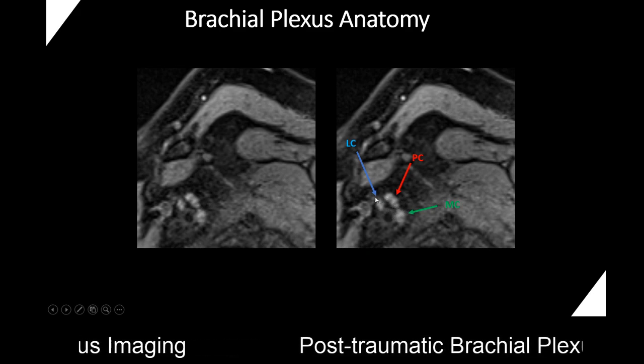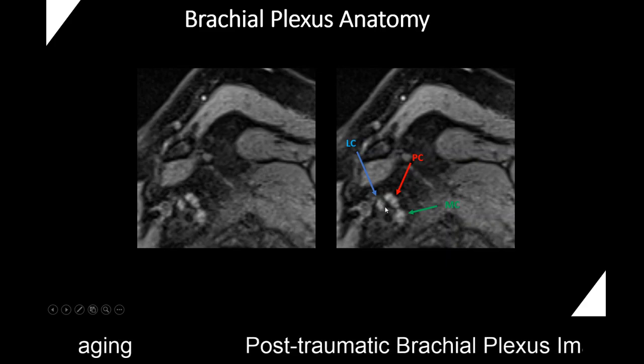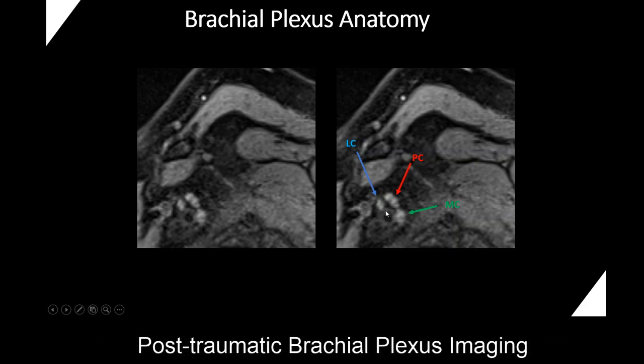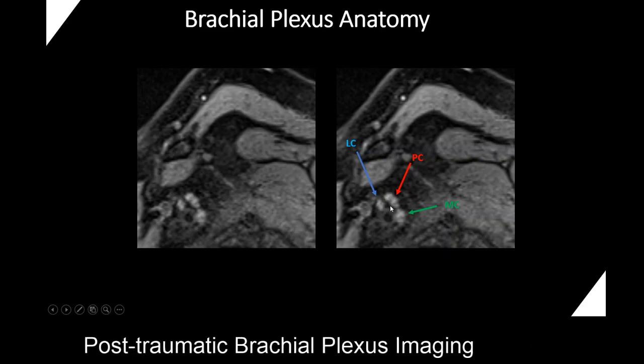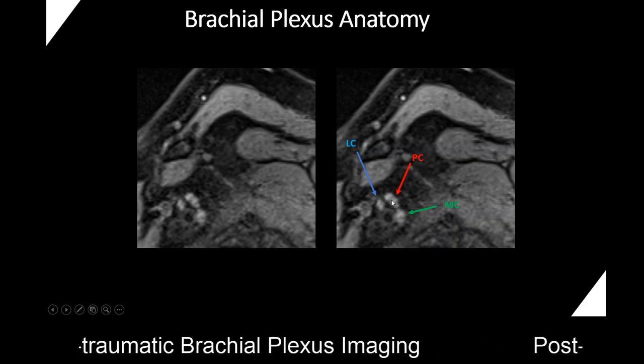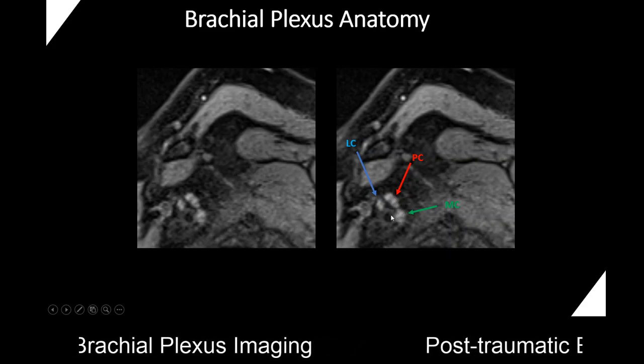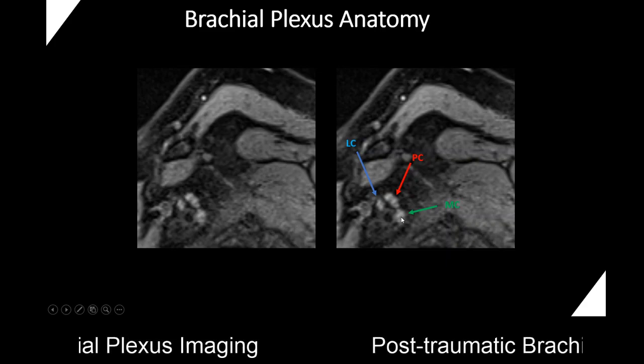So the cords surround the axillary artery, and at about 10 to 11 o'clock you're going to see that lateral cord anterior to the artery. Sitting right on top, sort of like a little hat, you're going to see the posterior cord. This is generally about 12 to 1 o'clock. And then near 3 o'clock, posterior to the artery, you're going to see the medial cord.